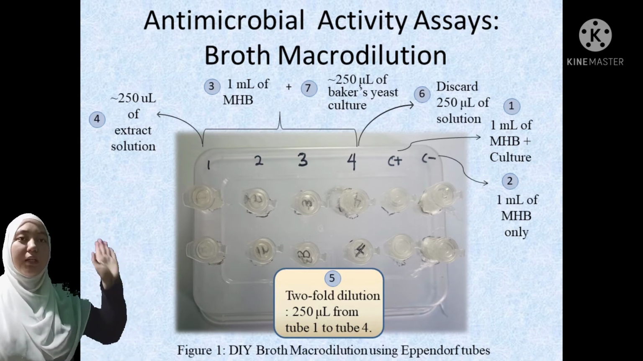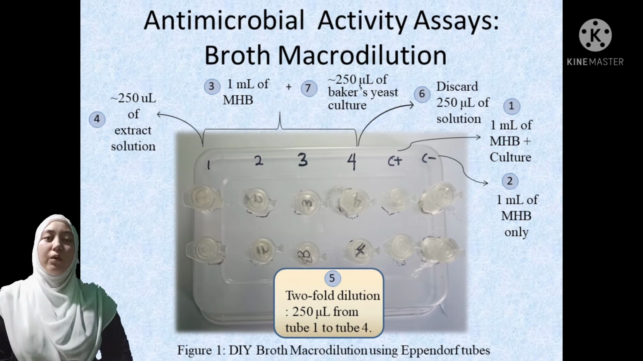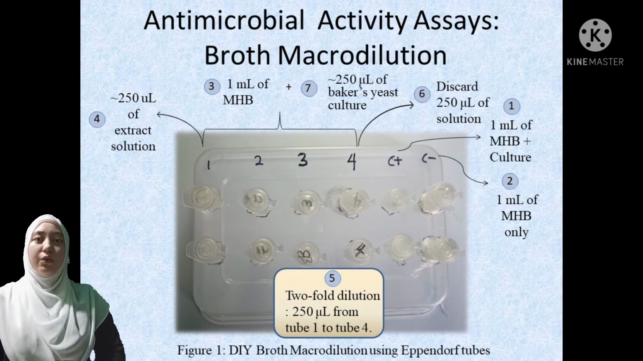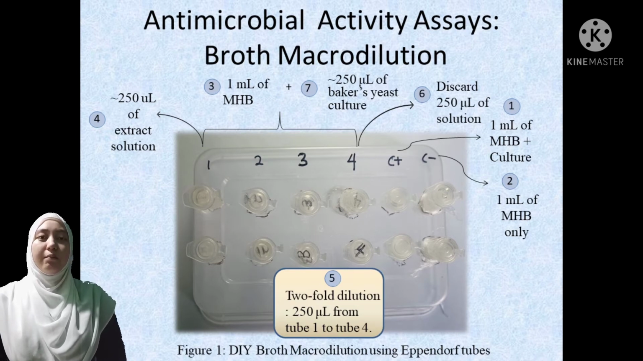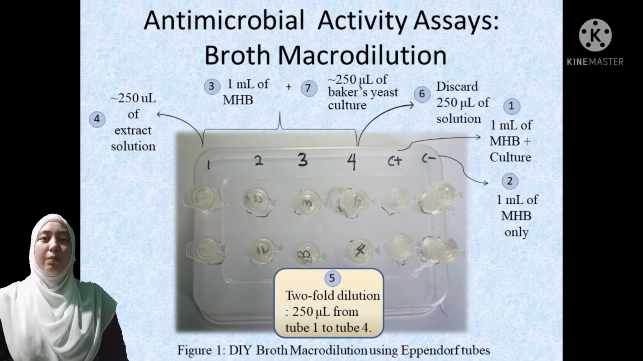As shown on the slide, this is the DIY version of broth macrodilution by using Eppendorf tubes. 1 ml of MHB plus culture and 1 ml of MHB only were dispersed into sterile Eppendorf tubes respectively. After that, by using a syringe, 1 ml of Mueller-Hinton broth was dispersed into Eppendorf tube 1 to Eppendorf tube 4 aseptically. Then 5 drops of extract solution, which is approximately 250 microliters, was dispersed into Eppendorf tube 1 only.